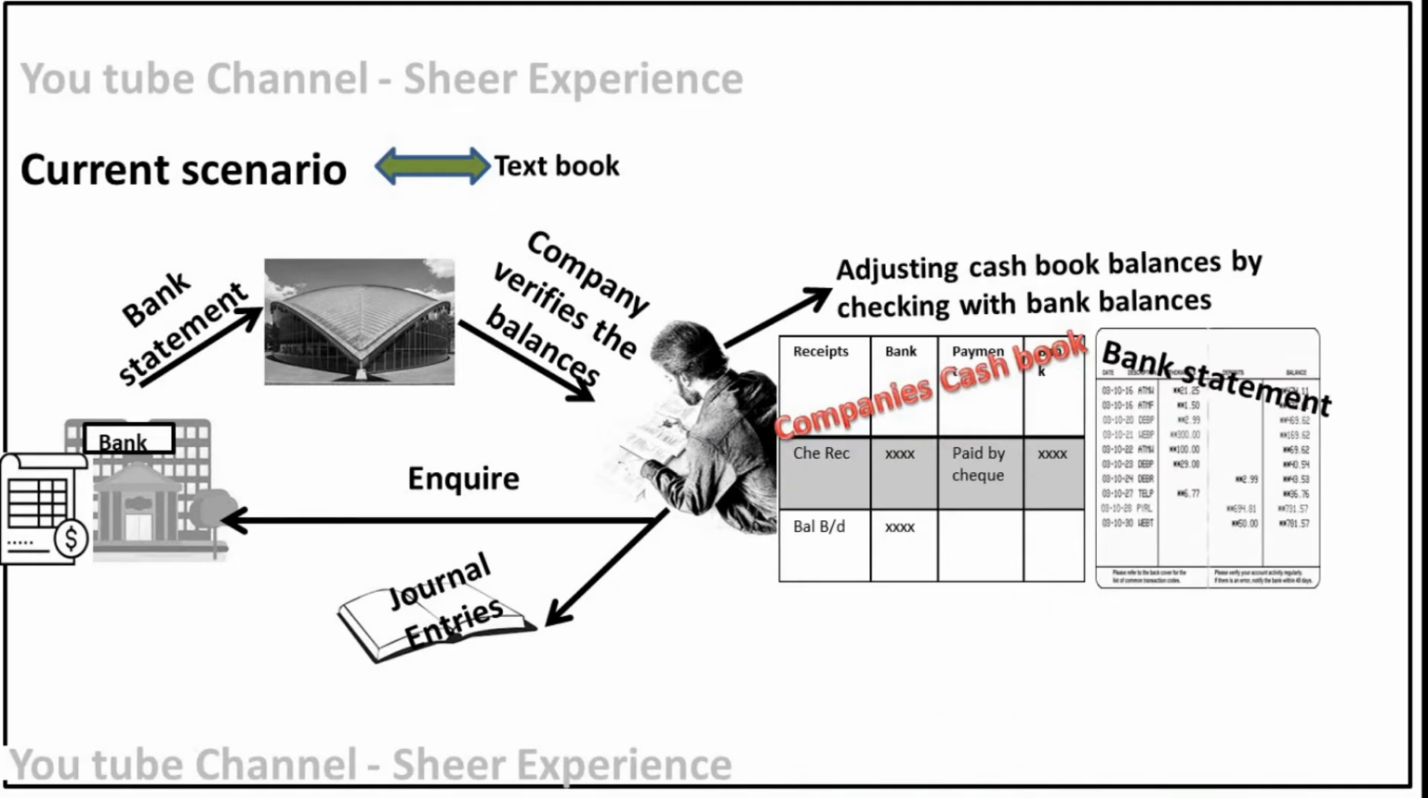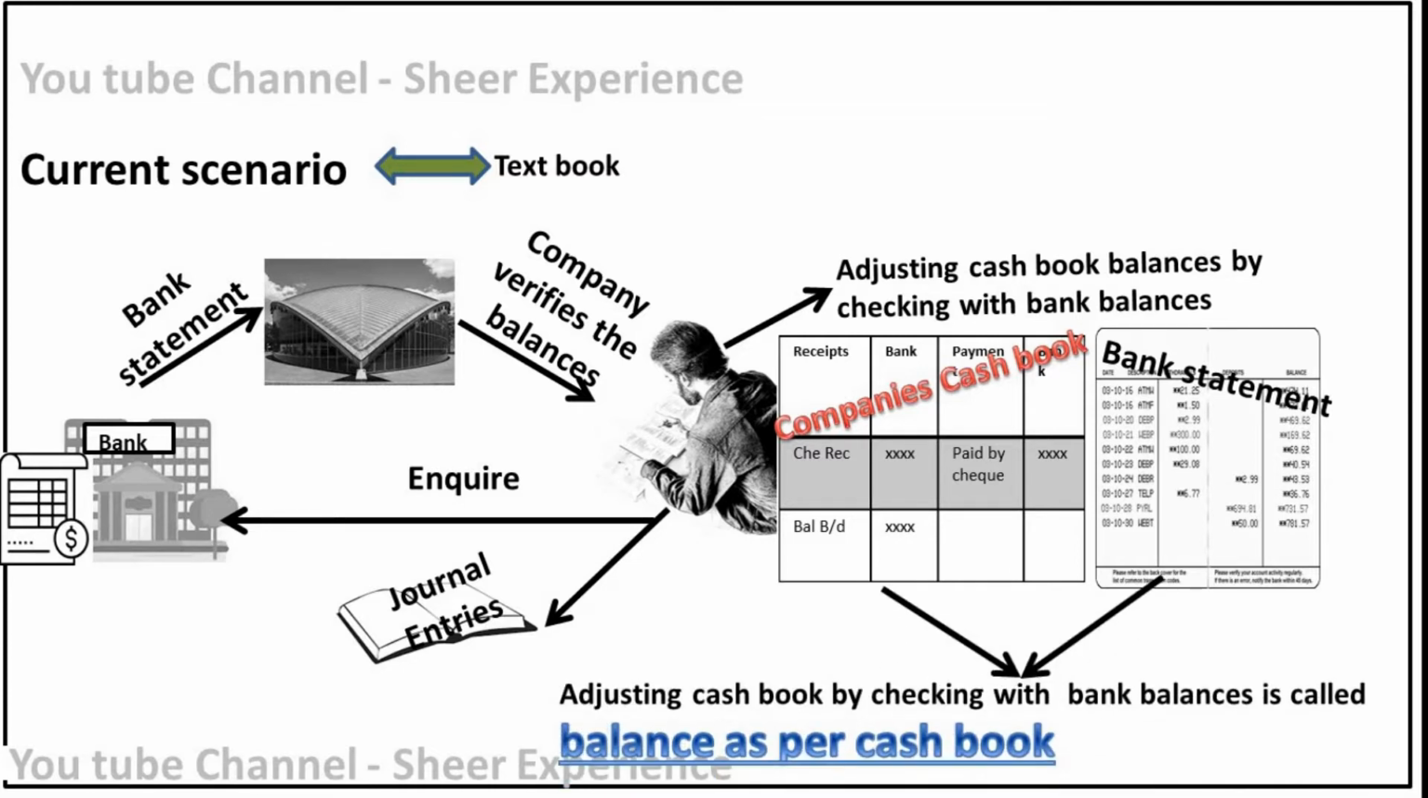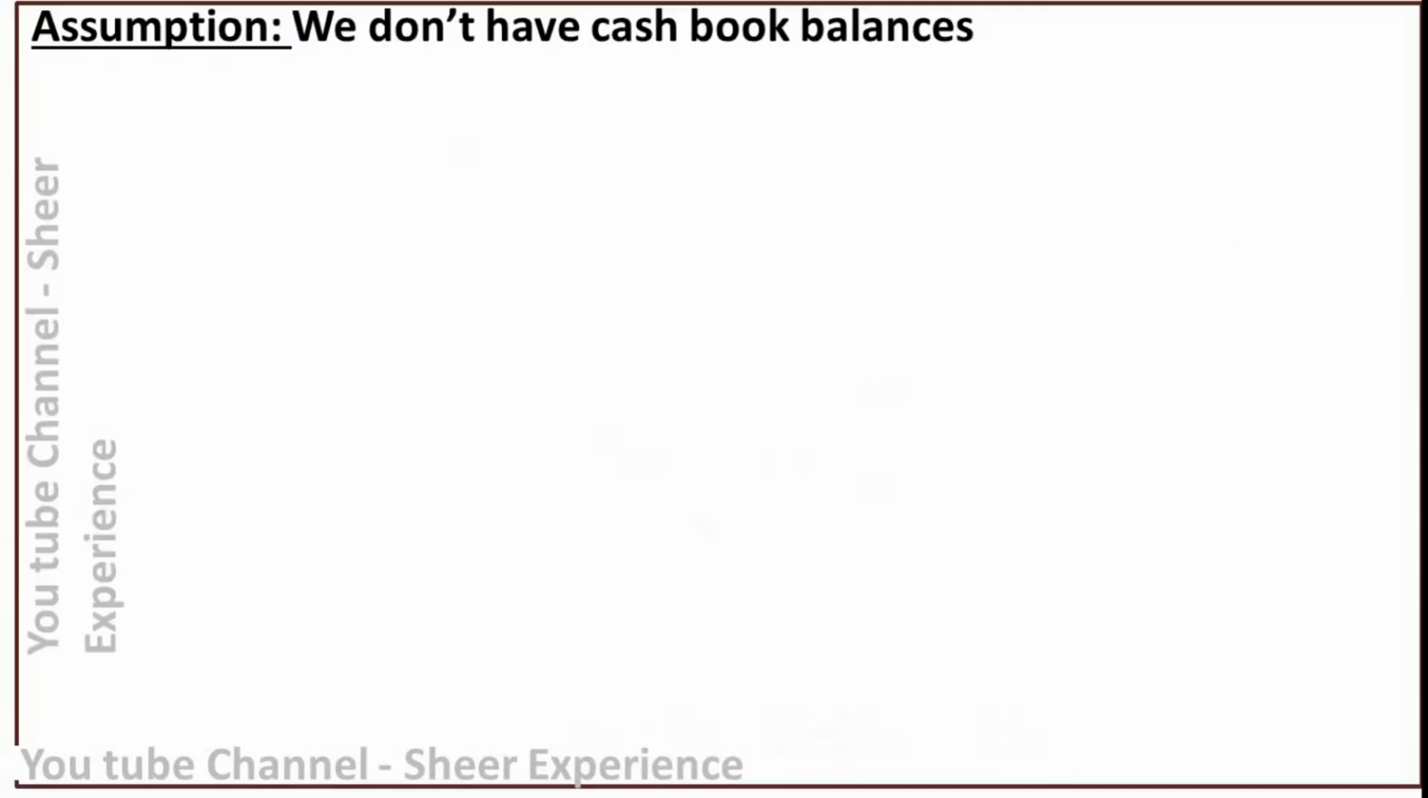Here we are adjusting cash book balances. Here means in the current scenario we are adjusting cash book balances by referring to the bank statement or passbook balances. So this process of correcting or rectifying our books of accounts, our cash book balances according to the passbook balances is nothing but balance as per cash book.